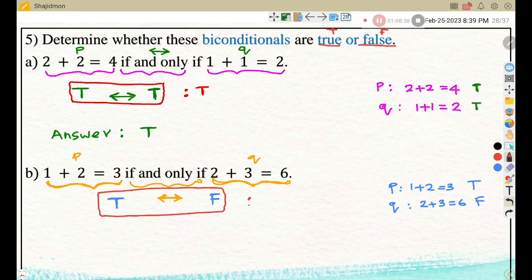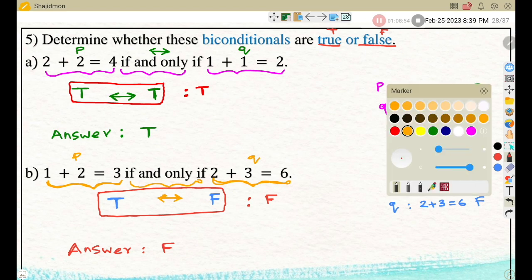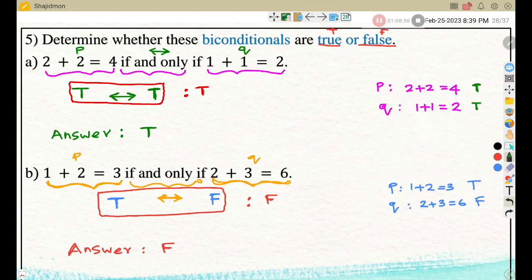What is the answer? It is false. Correct? So what is the answer? Answer is false. Okay? Because true if and only if false, as we studied in the truth table, is false. So answer is false. Hope you understood this question. Okay. Now let me go to the next one.